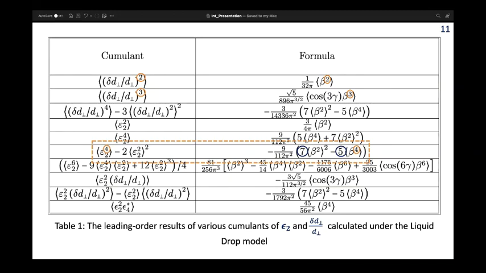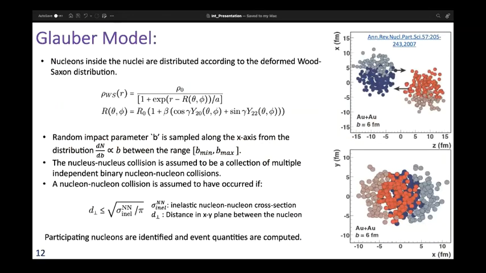Another thing that I would like you to take away from this slide is that for this particular cumulant of eccentricity, the ratio between the quadratic square term and the complete quadratic term is 7 over 5, which is roughly 1.4. And this will be useful a bit later in the slides.